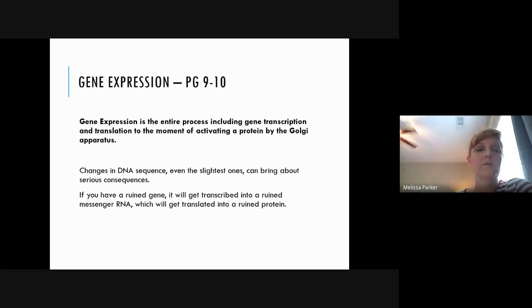Okay, so gene expression is the entire process, including gene transcription and translation to the moment of activation by the Golgi apparatus. So changes in the DNA sequence, even the slightest ones, can bring about serious consequences. If you have a ruined gene, it will get transcribed into a ruined messenger RNA, and it will get translated into a ruined protein.